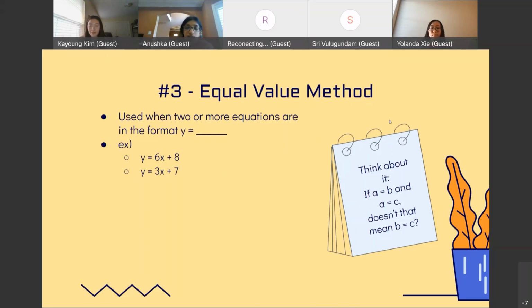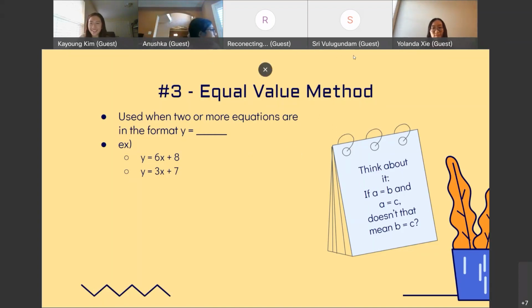If A equals B, it's true because A and B are the same value, and C is the same value as B. So B is always equal to C in that case. Yeah, you're right. So A equals B, A equals C, then B has to equal C, right? It's the triangle of equality.